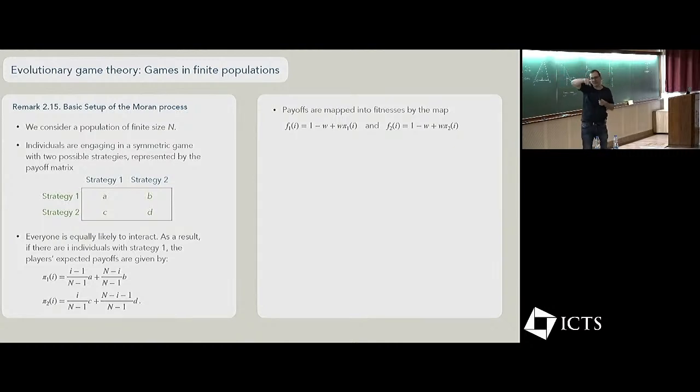Exactly for this reason, because sometimes payoffs are negative and you don't want to take care that your W is small enough, sometimes people use an exponential payoff to fitness mapping, because there you know that whatever the payoffs are, the fitness will be positive.